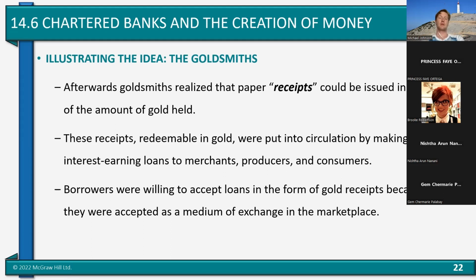So afterwards, goldsmiths realized that paper receipts could be issued in excess of the amount of gold held. These receipts, redeemable in gold, were put into circulation by making interest-earning loans to merchants, producers, and consumers. Borrowers were willing to accept loans in the form of gold receipts because they were accepted as a medium of exchange in the marketplace.